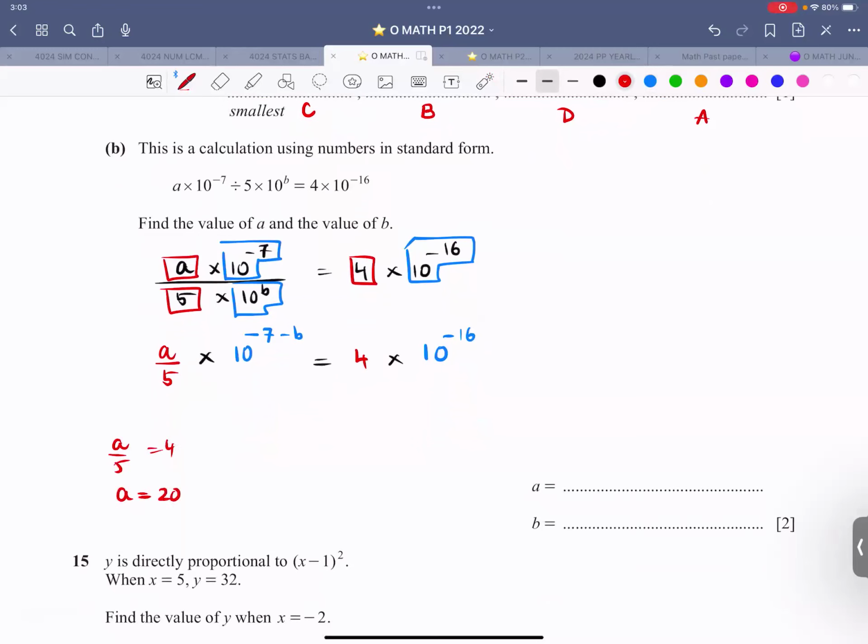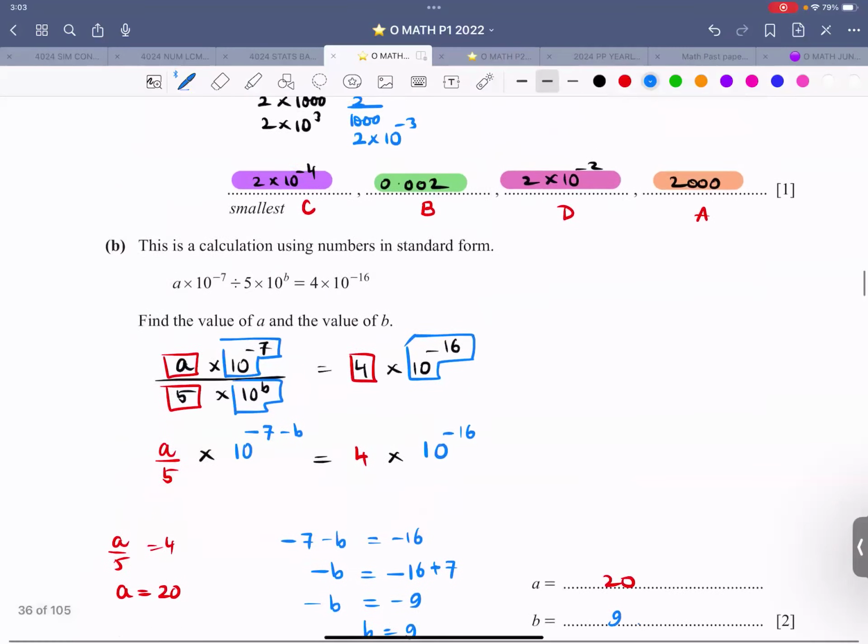Therefore, A comes out to be 20. All good. And then minus 7 minus B equals to minus 16. Minus B equals to minus 16 plus 7. That is minus 9. This is minus B. Therefore, B is plus 9. So that's how this question is done.